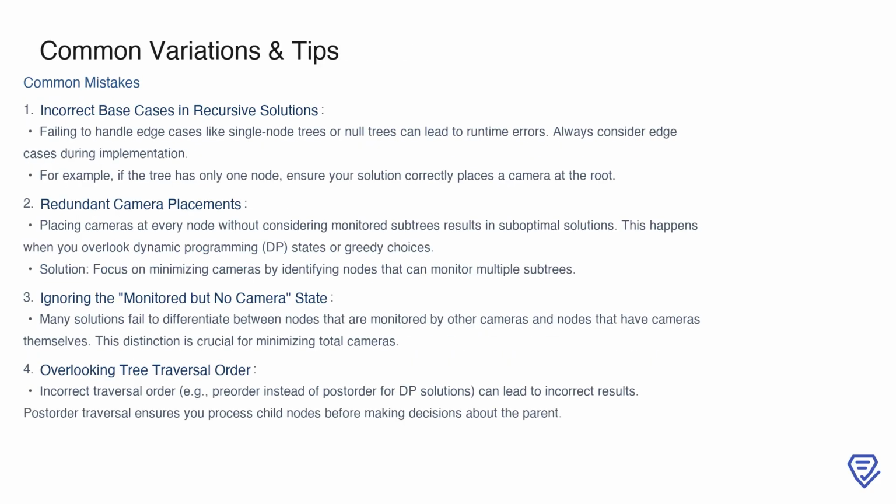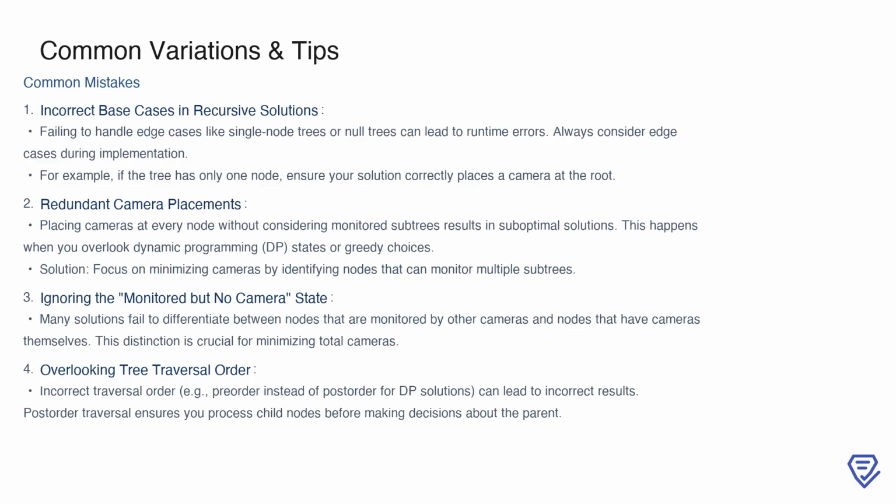When solving the binary tree cameras problem, there are a few common mistakes to watch out for. First, incorrect base cases in recursive solutions can lead to runtime errors, especially if you forget to consider edge cases like single-node trees or null trees. For instance, in a tree with only one node, your solution must correctly handle placing a camera at the root. Next, redundant camera placements are another frequent issue. Placing cameras on every node without accounting for how subtrees are monitored can result in highly inefficient solutions.